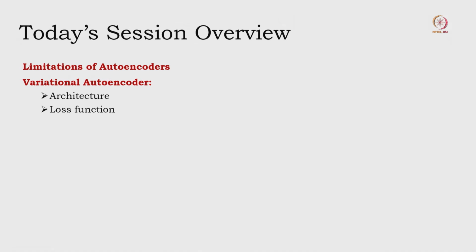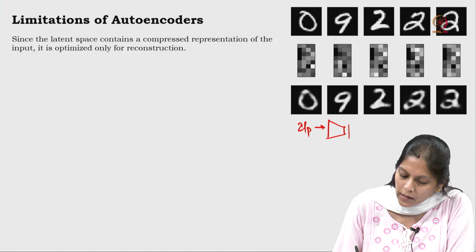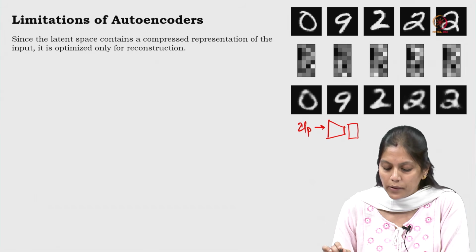Under variational autoencoders we will see the architecture and then the loss function. So, we will first look into the limitations. Before we look into what are the different limitations of autoencoders, let us quickly understand the architecture once again. We will have an input. The input is passed to an encoder, which we have seen in the previous session, and towards the end of the encoder what we are obtaining is the latent space.